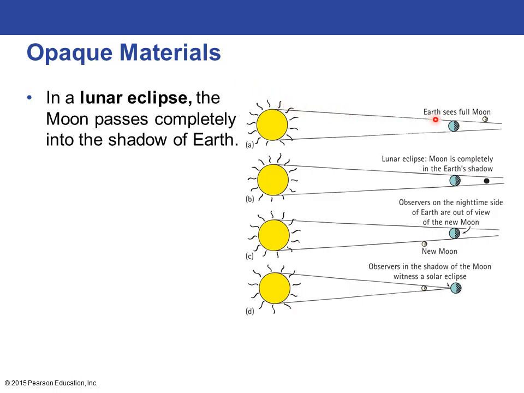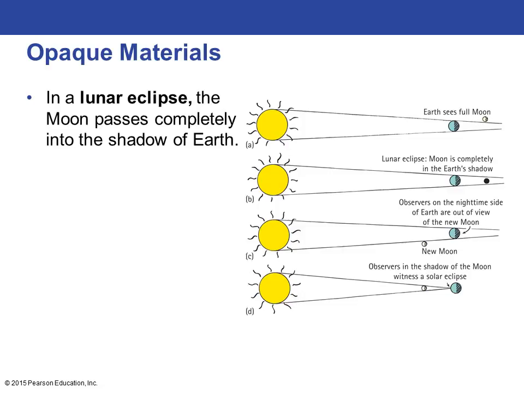The only place that you don't see sunlight from Earth's perspective is in this section back here where the sunlight is being blocked by Earth, and so there's a shadow. Now when the moon gets into that shadow, then the moon is completely blocked by the Earth's shadow from the sunlight, and we call that a lunar eclipse.